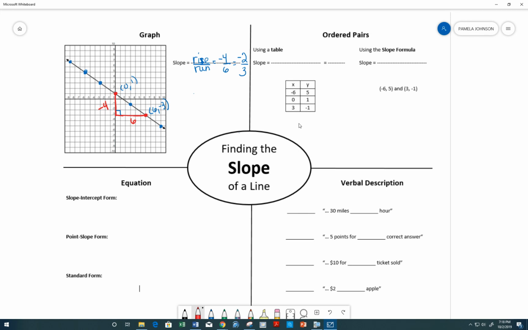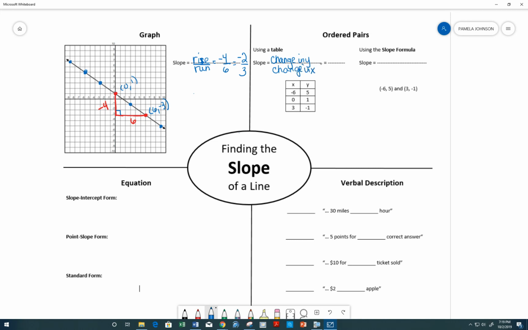Okay. All right. Let's look over here at the ordered pairs. Now we see ordered pairs in tables, and we see ordered pairs just as our coordinate ordered pairs, where we've got an x and a y value in parentheses. So we can find slope using either option. Okay. If we're looking at a table, we're looking at the change in y over the change in x.